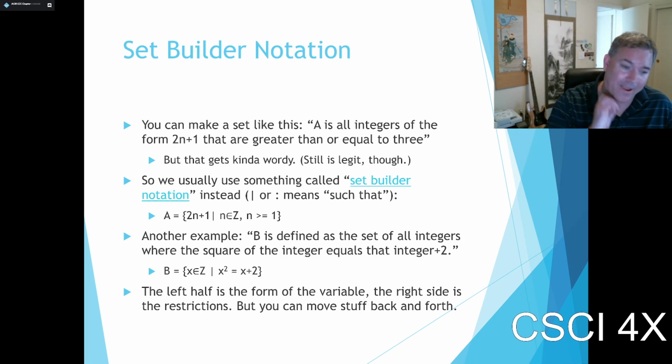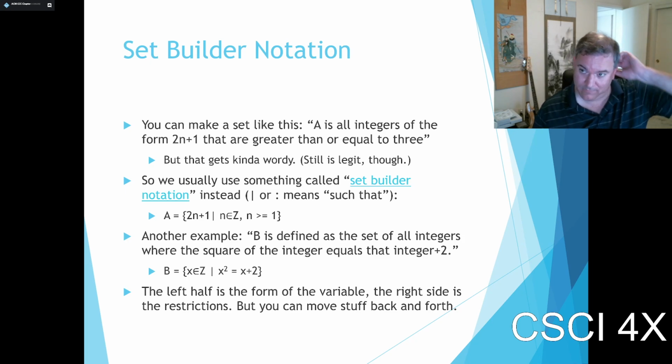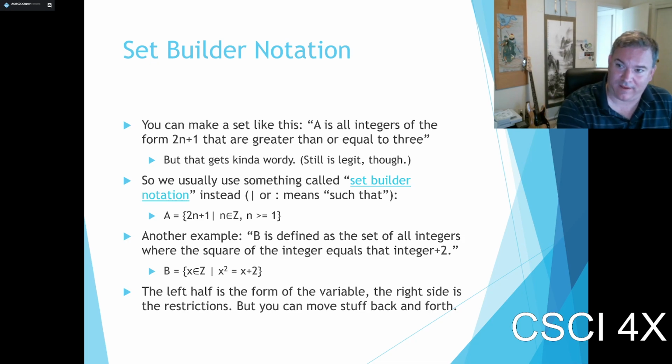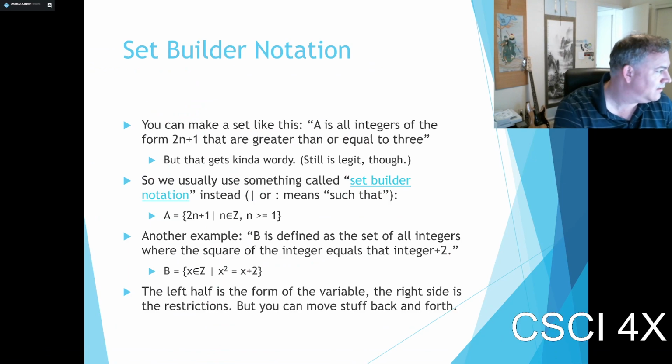What do you think? 2? There's 2 elements in that set? What are the two elements of that set? What is the size of B? Size is 1. Yeah.